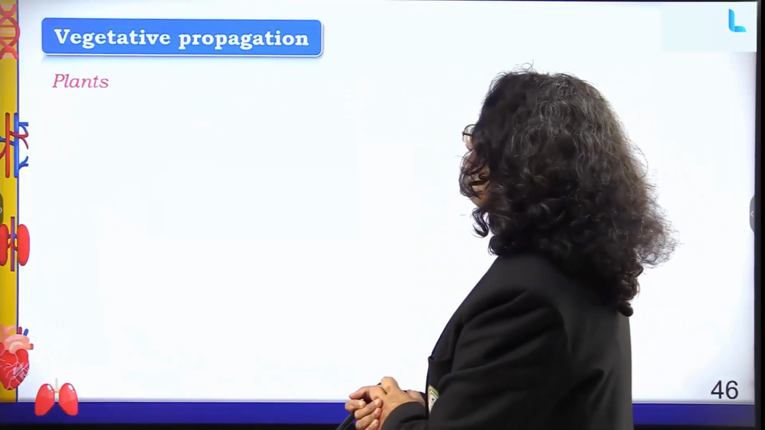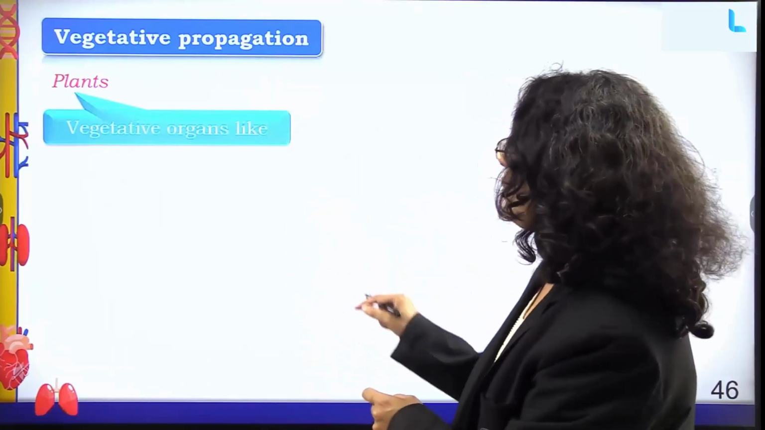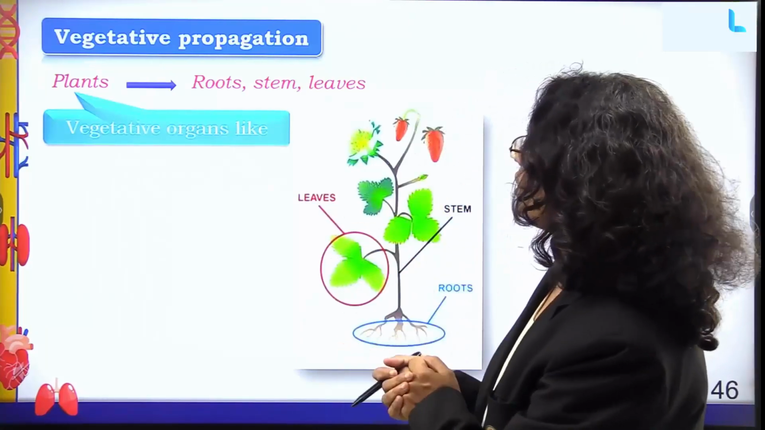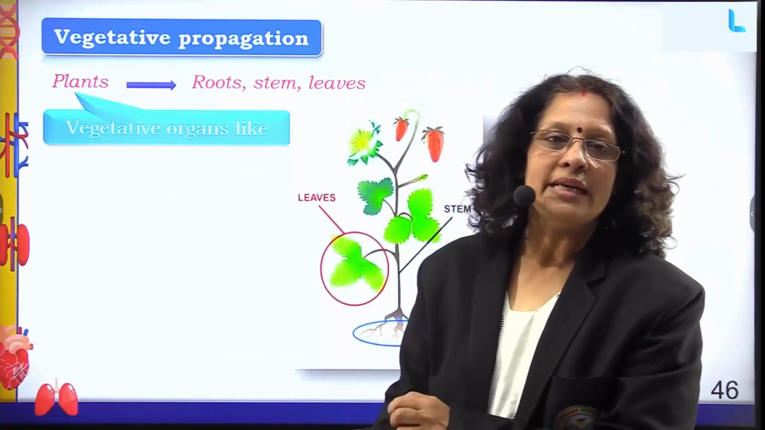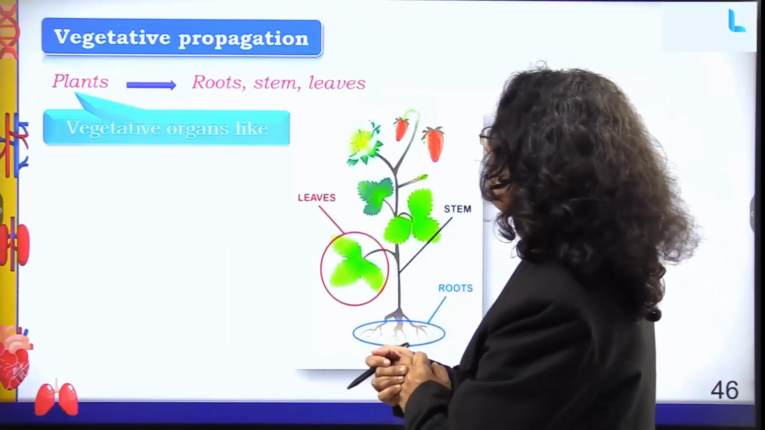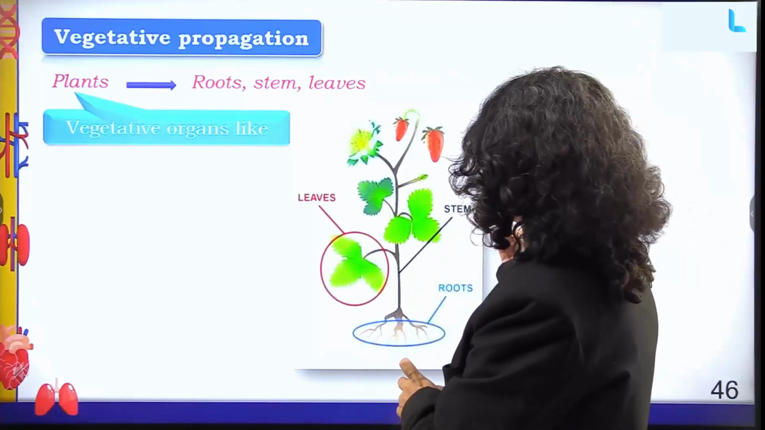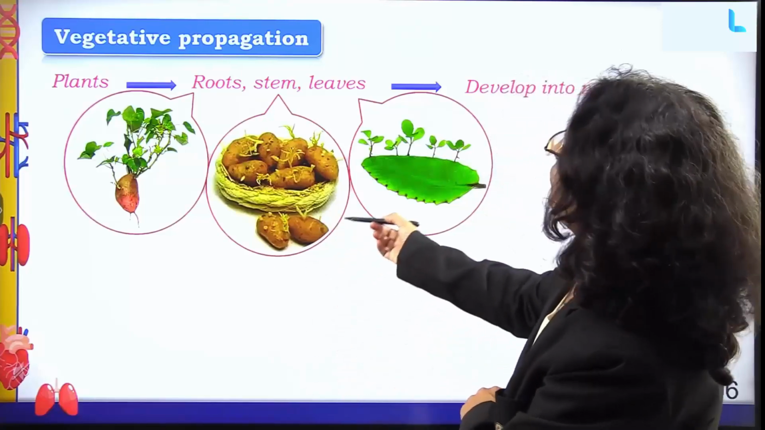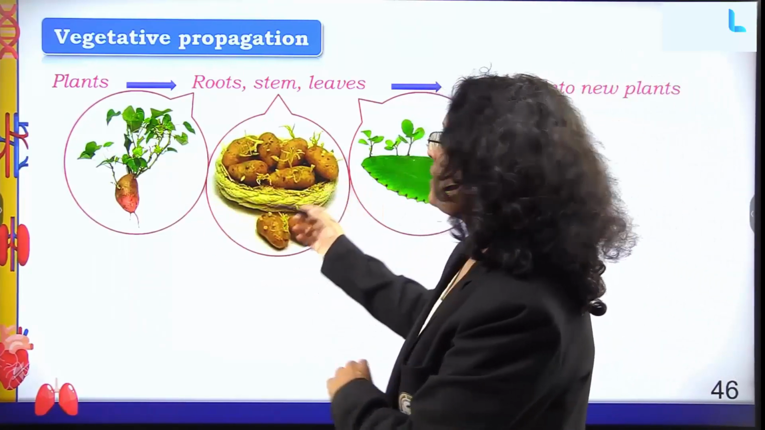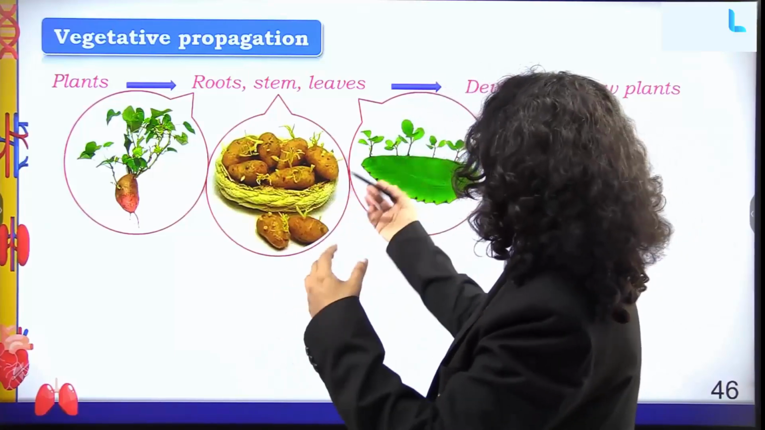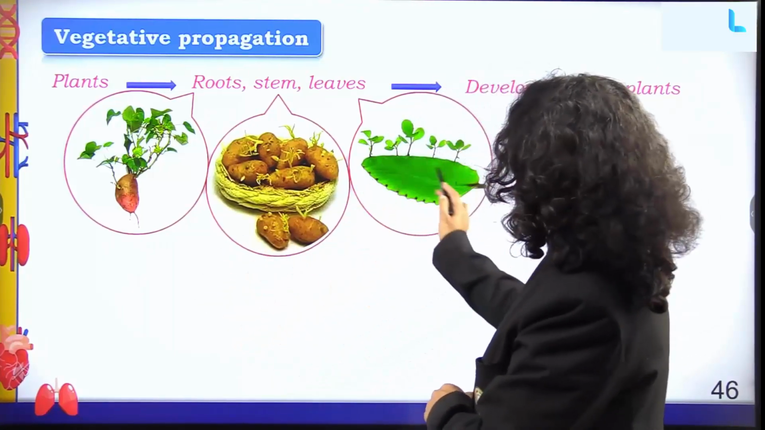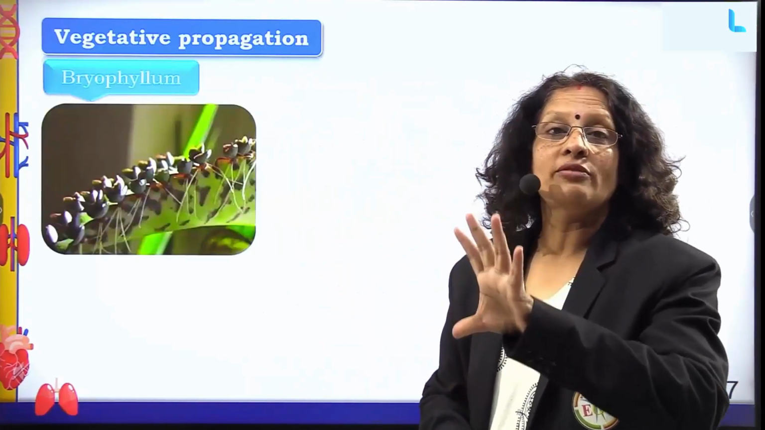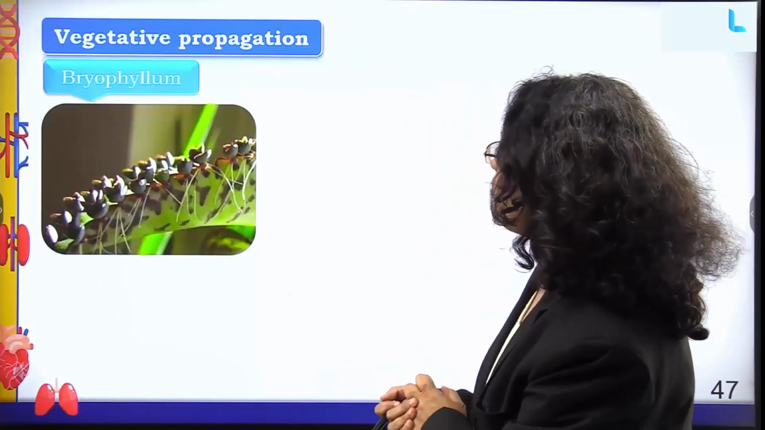Now vegetative propagation. You would have seen Bryophyllum, where the leaves start having small plants at the corner of the leaf. That is what is happening here. So vegetative organs like roots, stem, and leaves help in vegetative propagation. In some plants it is leaves, in some stem, in some roots. Like potatoes at home, where small plants start coming out and grow into a new plant. In Bryophyllum, the border of the leaf has plantlets, and from there a new plant starts growing. This is called vegetative propagation.